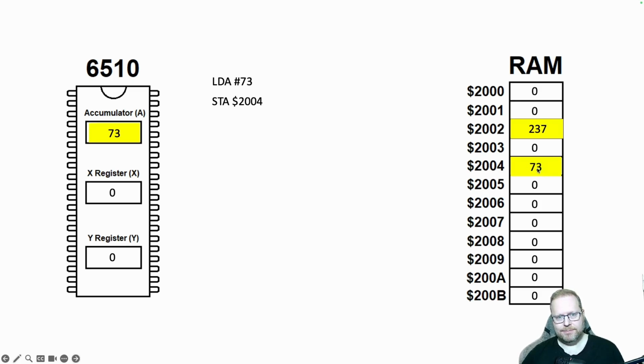memory address. So then we could write LDA $2002. Now this does not have the hashtag in front of it. So this means load whatever is in this memory address into the accumulator. In this case that would be 237. So we can load the accumulator with an actual number or something from memory.